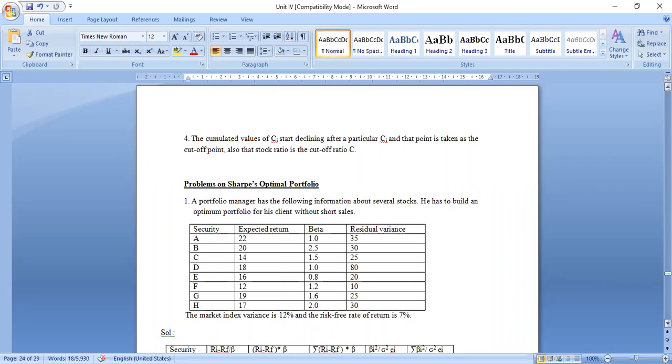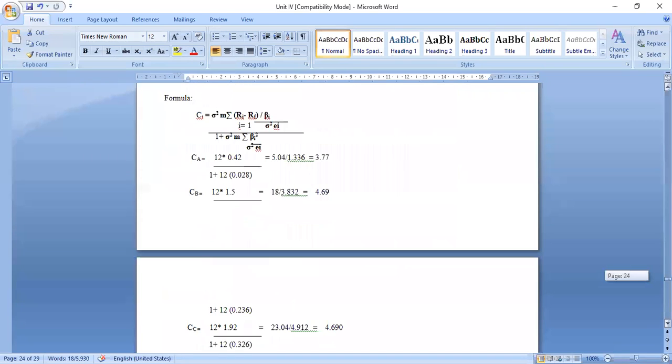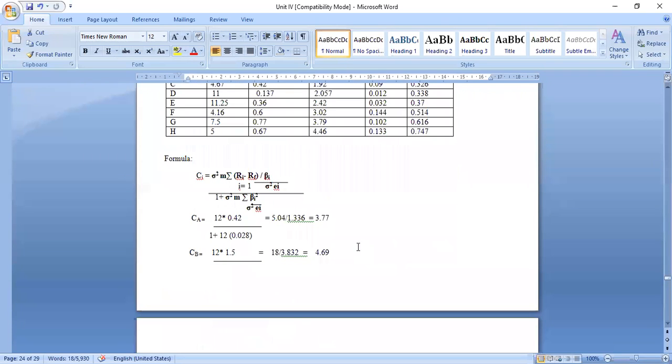After this, we will take up a problem wherein we have to select the portfolio with short sales. More or less we have to follow the same procedure, but there are certain changes that we have to take into account when we calculate the optimal portfolio with short sales. So I hope the calculation of the values inserted in this table is clear. Now we will write the formula, which is already typed in this document.